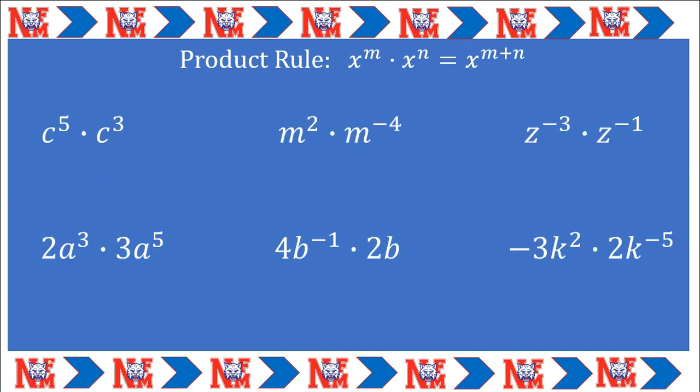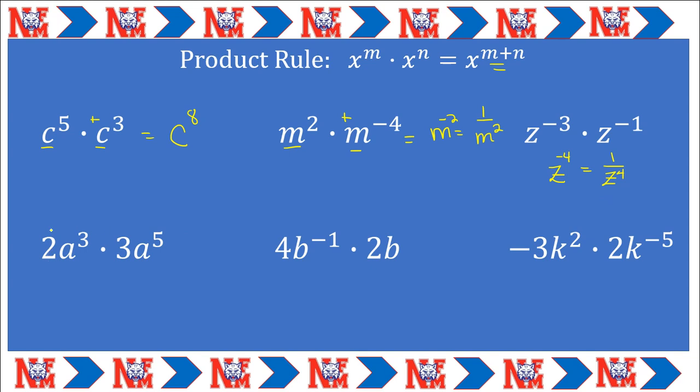Okay, now let's look at some examples, and let's just apply the rule and not expand. We have like powers, like bases, so we have c to the 8th, 5 plus 3. Here, our bases are the same, so we're going to have m. 2 plus negative 4 is negative 2. But remember, we can't leave a negative exponent, so we're going to reciprocate the factor. Our third example, we have z to the negative 3 times z to the negative 1. This gives us z to the negative 4. Again, we're going to reciprocate to get rid of the negative on the exponent.